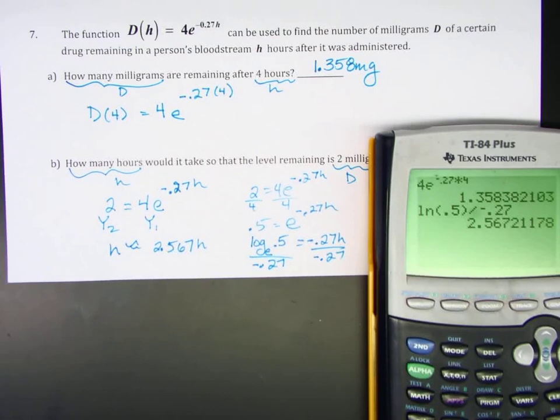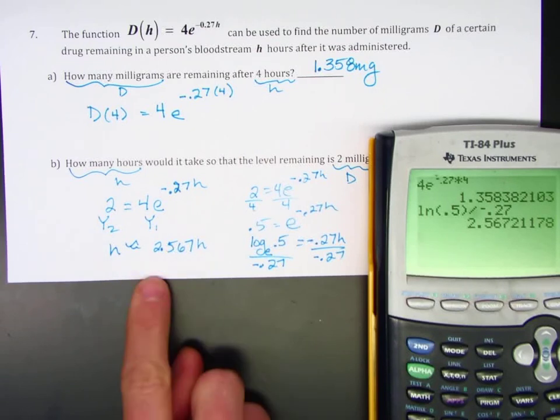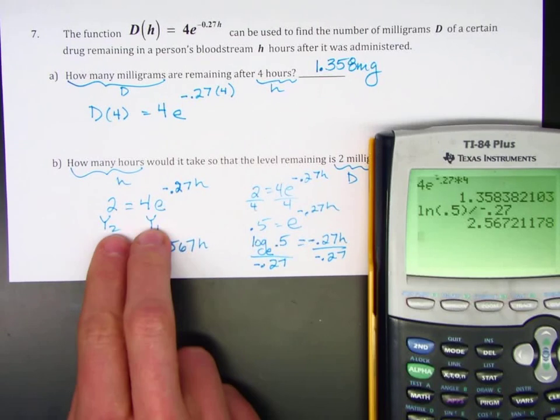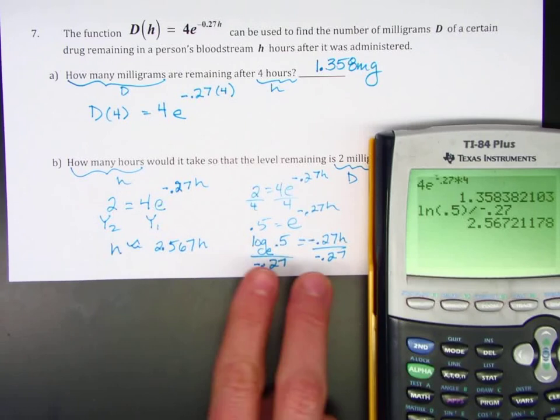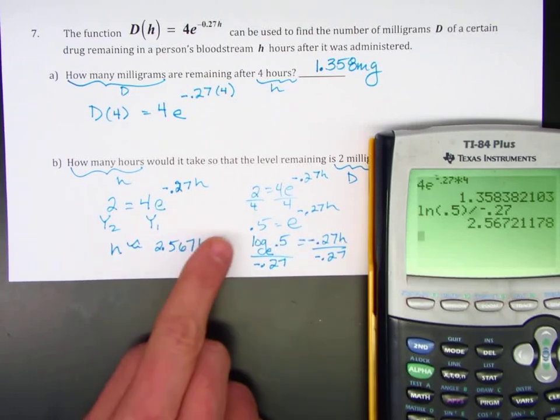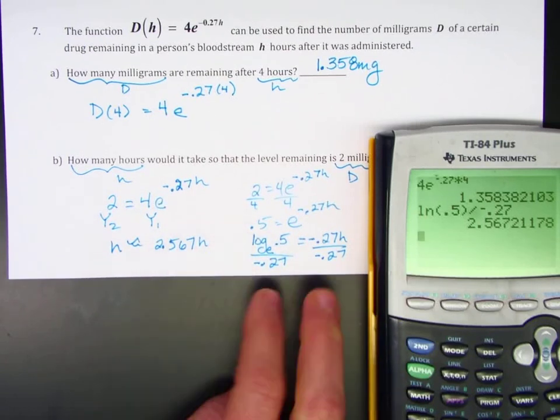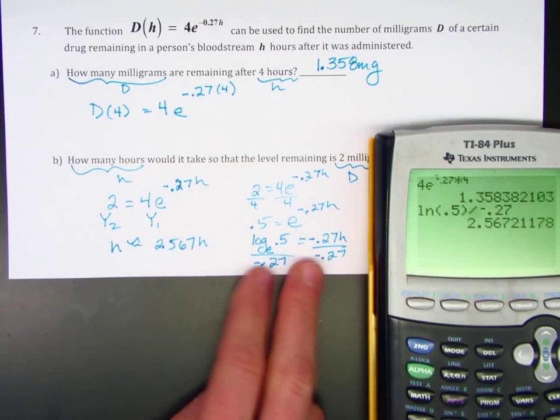So 2 ways to do this one. Both ways require the use of a calculator. So this is the first method: use y1 equals y2, type these in, find the intersection. And then the other method is using logs. And when you change the base, we are able to use our calculator and the natural log button to find it.